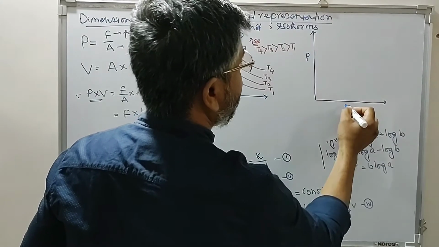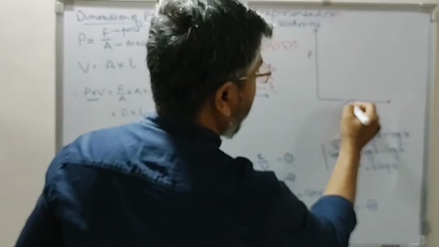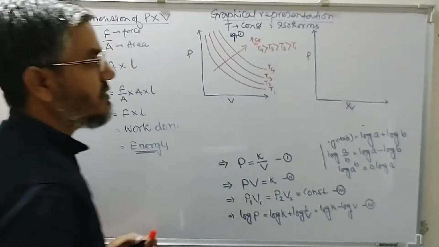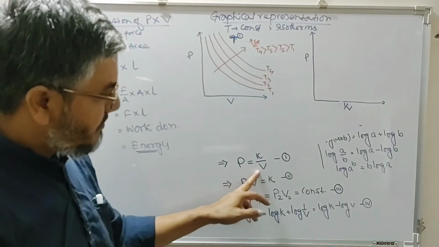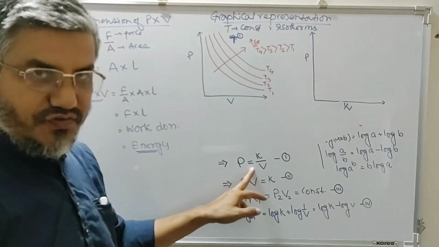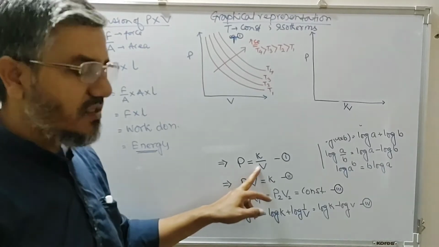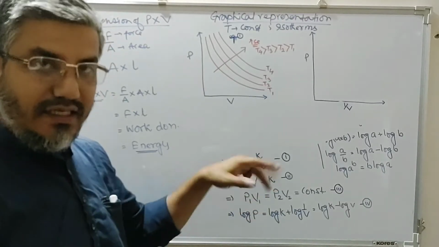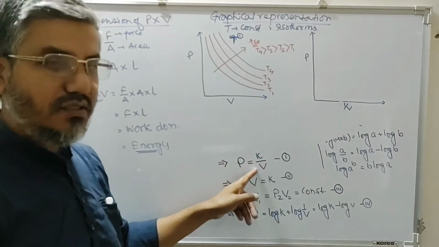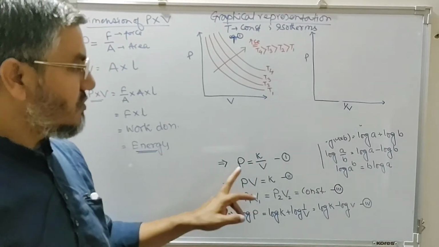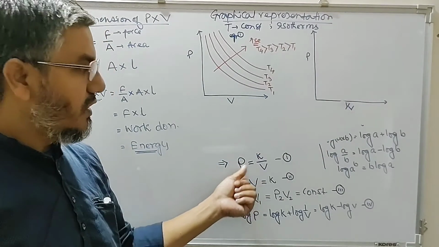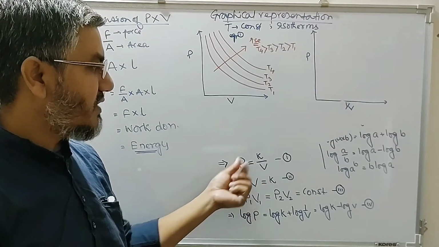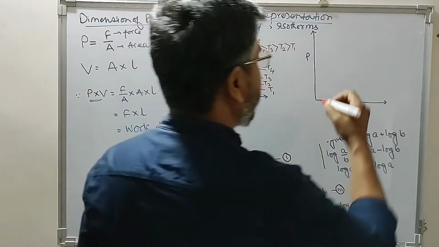The same equation 1 can also be represented in this way. Instead of V, I am going with 1 by V: pressure versus 1 by V. If you look at this, it represents an equation of a straight line with constant C, that is 0. This K represents the slope of the graph. So this is the equation of a straight line passing through 0. If 1 by V is 0, pressure is equal to 0. If 1 by V increases, pressure increases by K times that value. So we say this graph is an equation of a straight line passing through the origin.